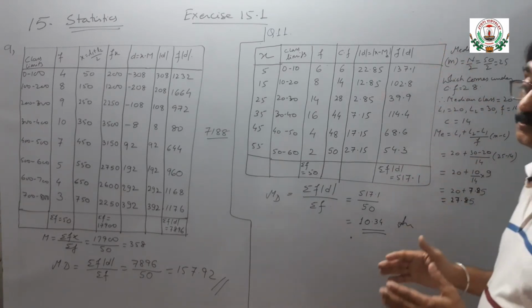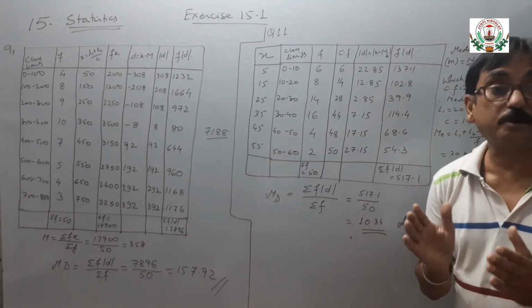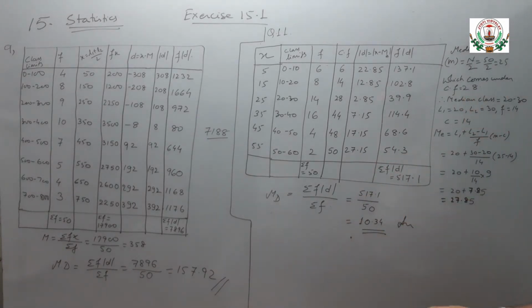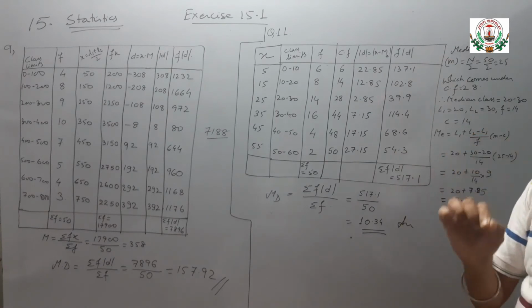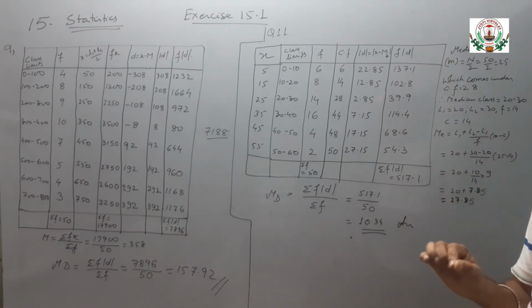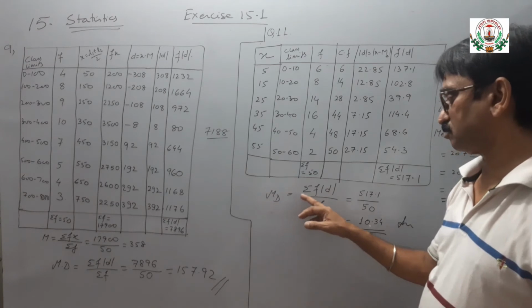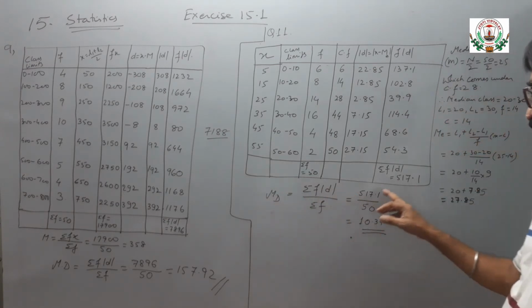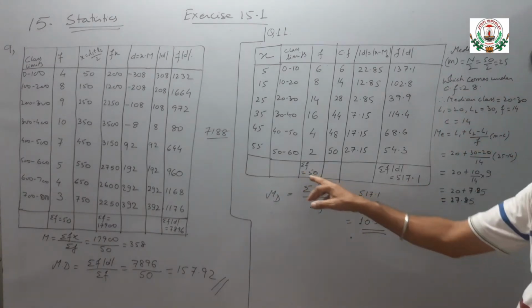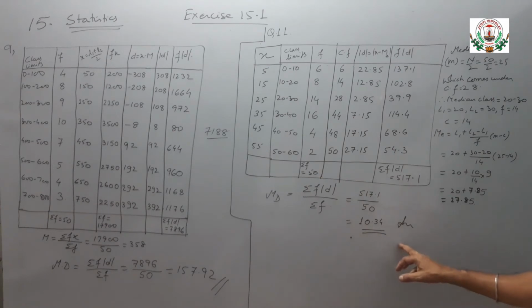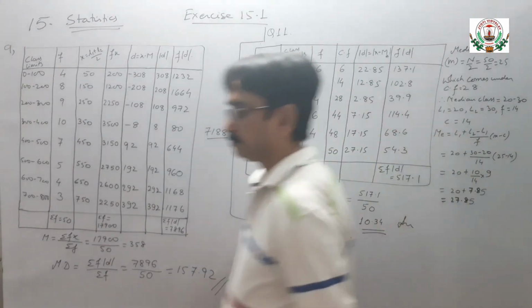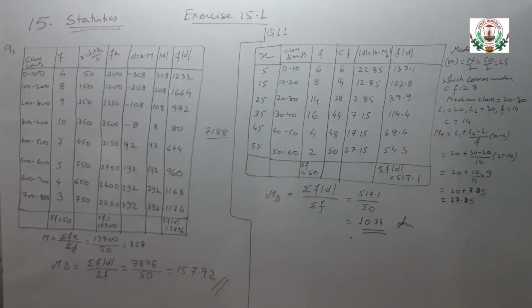So be careful, concentrate whenever you are multiplying, subtracting and adding. If any mistake comes, there will be a problem for you to find out where the mistake is. So be careful while solving these decimal problems. So mean deviation equals summation of f of d upon summation of f, 517.1 upon summation of f, 50. That is our answer, 10.34. So please practice such problems.